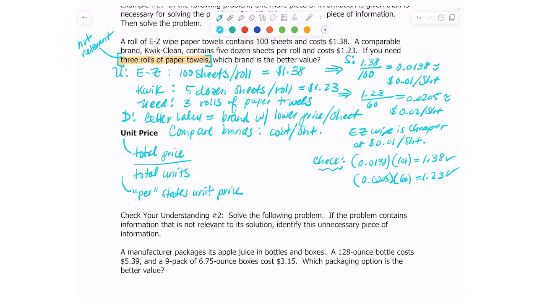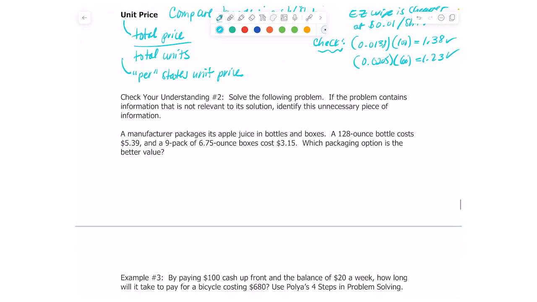$1 cent per sheet or 2 cents per sheet. Okay, at this point you can pause the video and try this problem. Again, solving the problem but looking for information that's not relevant to the solution.